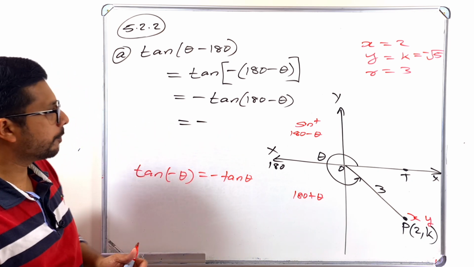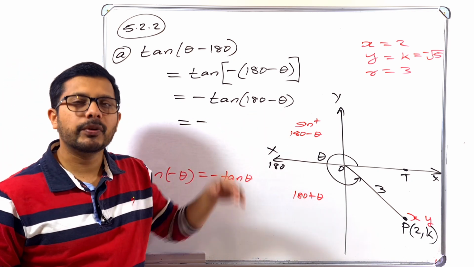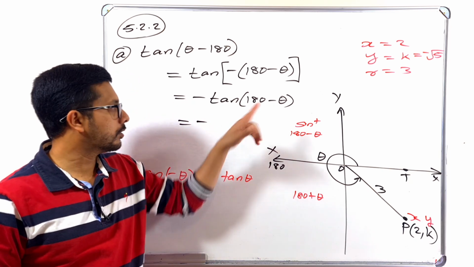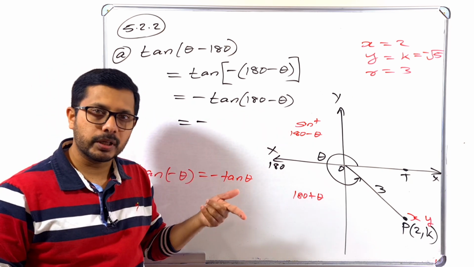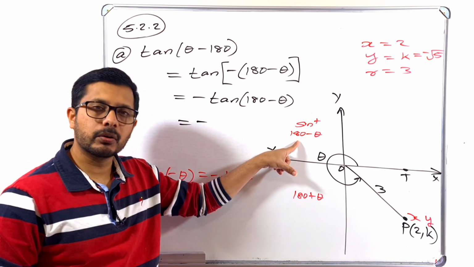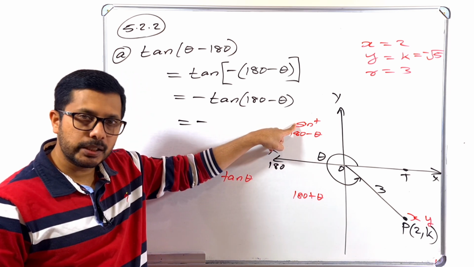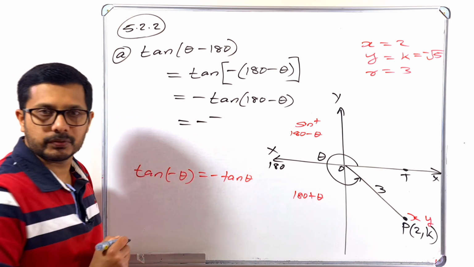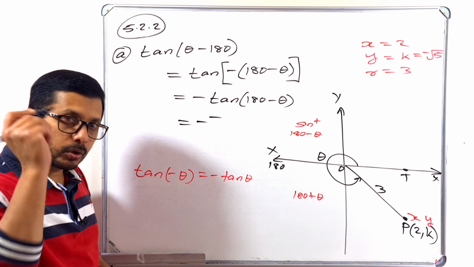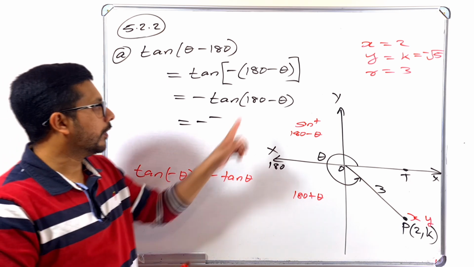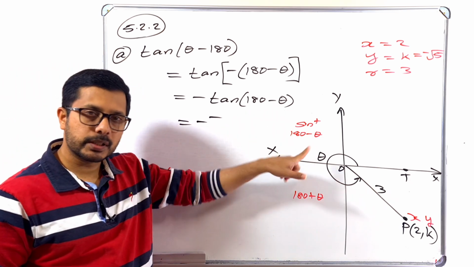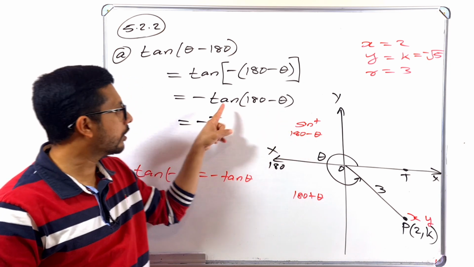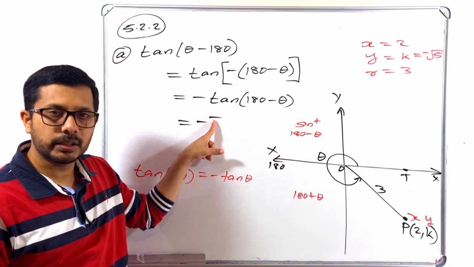Now 180 minus theta, when you are applying reduction formulas, you have to think in this order. 180 minus theta is in which quadrant? Second quadrant. Second quadrant, what is positive? Sine is positive. Here what? Tan. So it is negative. You understand? That order you have to ask yourself.